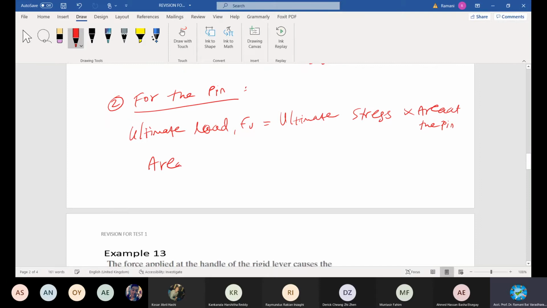Area of the pin. The area of the pin is fully undergoing load, right? It is not hollow, it's a solid pin. So you just find the area of the pin as pi d square by 4, isn't it? Pi d square by 4. The whole pin is in action for reacting to the load applied, 24 kilonewtons. How much is d? Diameter is 20 mm. Square, divided by 4. What is the answer?